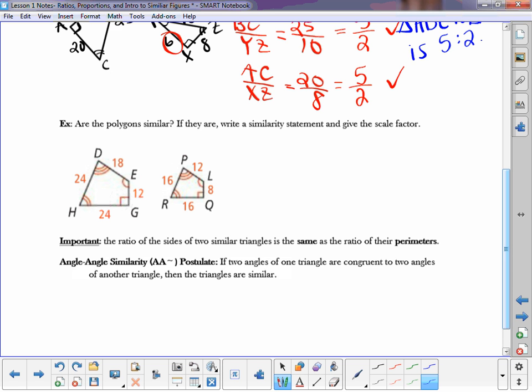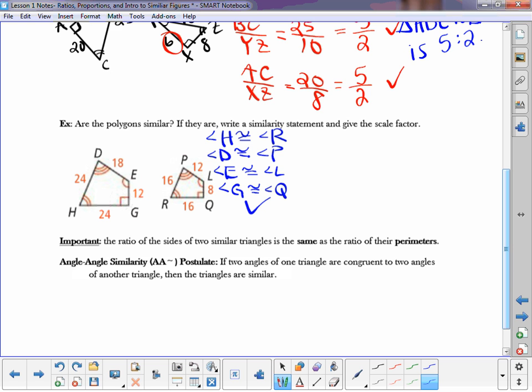So can we see, do the angles match up? Yes. Alright, so we've got to go ahead and state that. Angle H is congruent to angle R. Angle D is congruent to angle P. Angle E is congruent to angle L. And angle G is congruent to angle Q. Alright, so that takes care of our angles. We have shown that all 4 sets of angles are congruent.